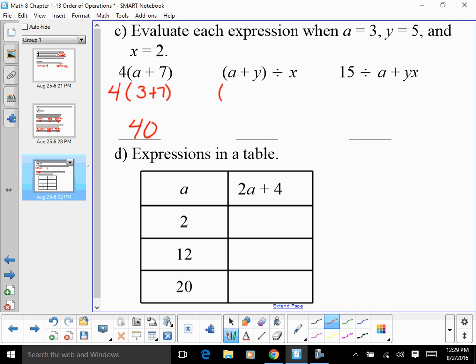Again, I'm going to substitute 3 plus 5, and then divide by the x, which is 2. You will notice that here you've got the parentheses. That has to be done first. 3 plus 5 is 8. 8 divided by 2 is 4. Now if you need to, you can put in that extra step that says 8 divided by 2, just as back here on the first one, I could put 4 times 10.